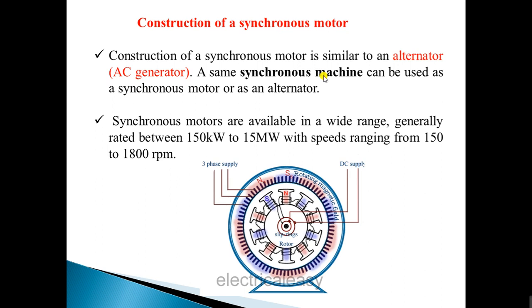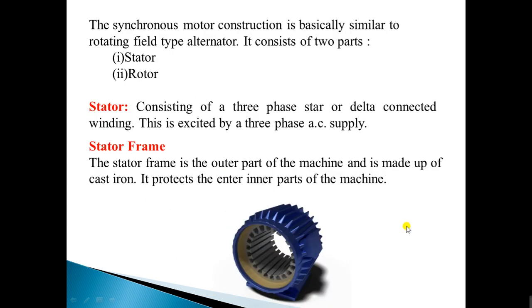Synchronous motors are available in a wide range, generally rated between 150 kilowatt to 15 megawatt, with speeds ranging from 150 to 1800 RPM. This diagram represents the front view of a synchronous motor. We need to give three-phase supply to the stator and DC supply to the rotor. The synchronous motor construction is basically similar to a rotating field type alternator.